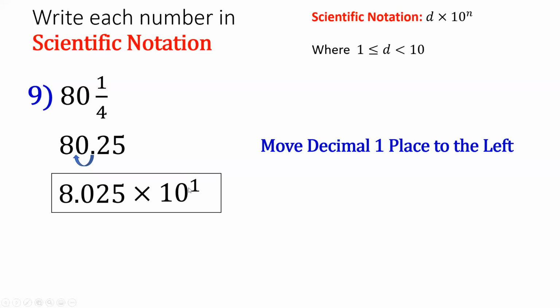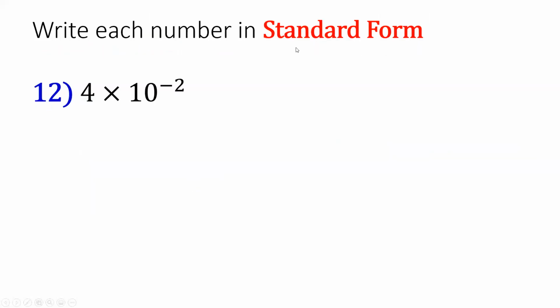Now let's look at the other type of problems. These ones want us to write them in standard form. So we have 4 times 10 to the negative 2nd power. Your first step is to decide where the decimal is because we don't want it in scientific notation anymore. We want it in standard form. Standard form just means what does the number normally look like? Well, in this problem, the decimal is always in the back if you're not given a decimal. So the decimal is right behind the 4. It's invisible. We don't write it, but you need to know it's always in the back.